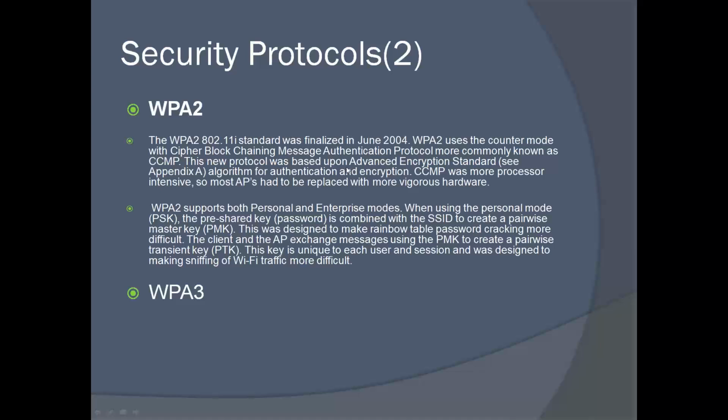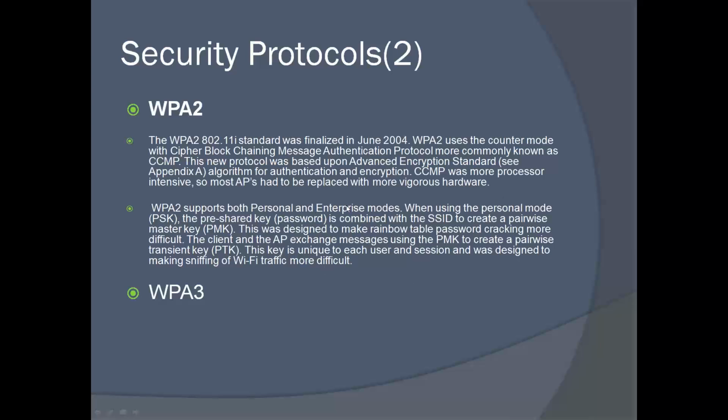This new protocol was based upon AES. You should be familiar with AES. AES is the generally accepted strongest encryption that you can get. For authentication and encryption, CCMP was more processor intensive. That's why we needed new hardware with more powerful chips. So most APs had to be replaced with more robust hardware.